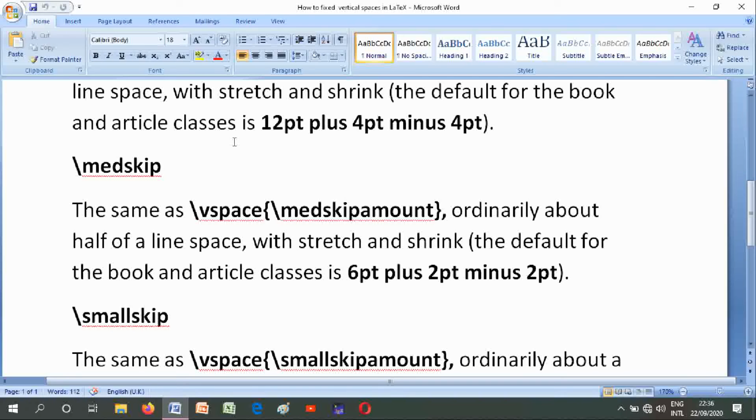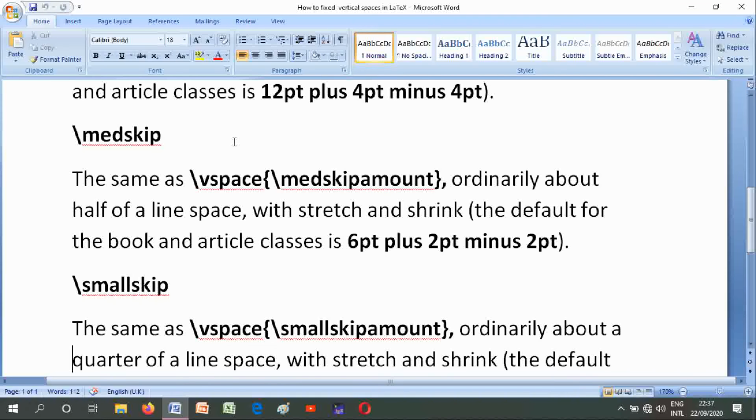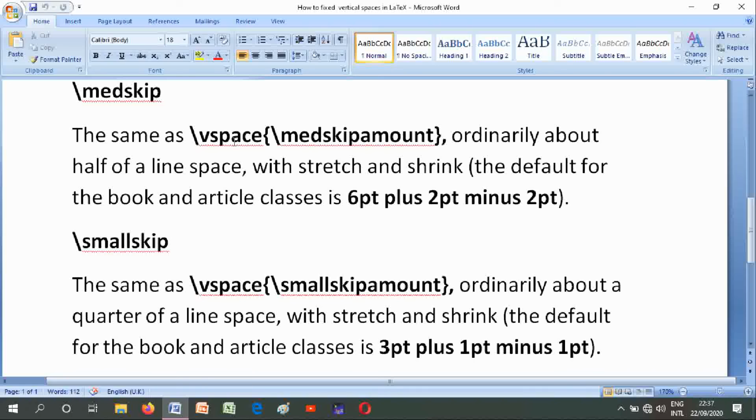Number three is the \smallskip command, the same as \vspace{\smallskip amount}, ordinarily about a quarter of a line space with stretch and shrink. The default for the book and article classes is 3 point plus 1 point minus 1 point.